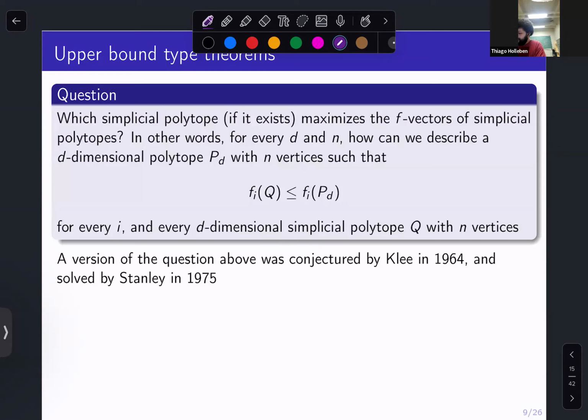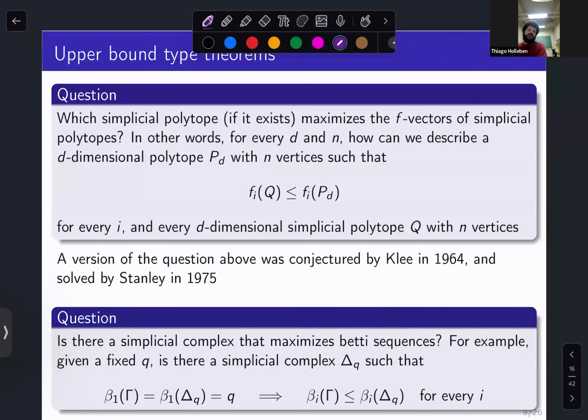A version of this question, which is a lot more general, was asked by Klee in '64, and then Stanley proved it in '75. So there is a simplicial polytope with this property.